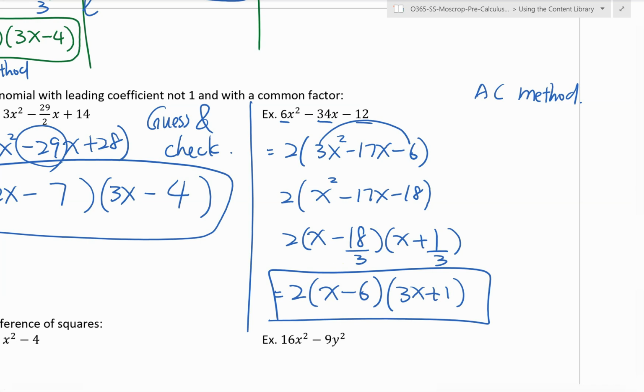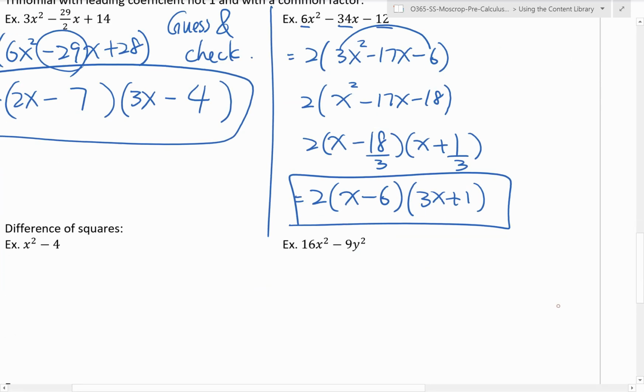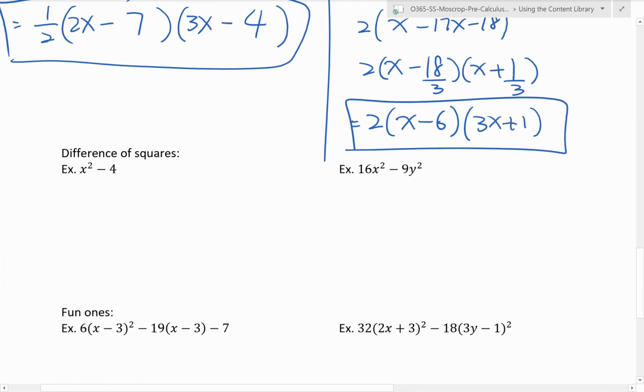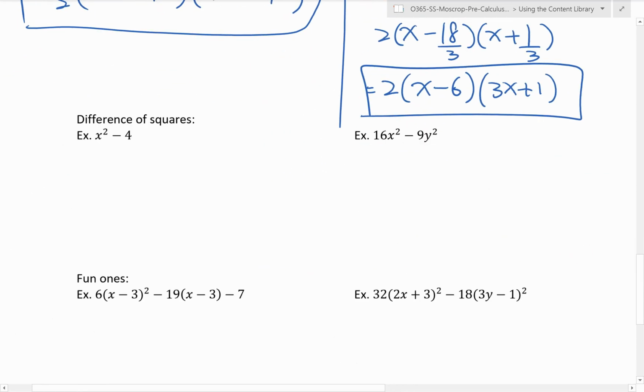Again, I show you 3 different methods. You pick your favorite one. It does not matter. I don't care which one you use. On the test, I'm not going to ask you to use this method only, or that method only. You pick your method.